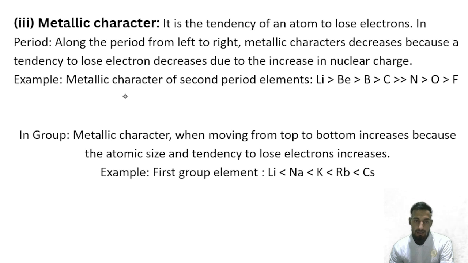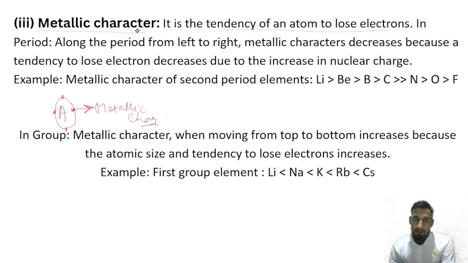Third is the metallic character. How the metallic character changes along a period and along a group. Metallic character. What is metallic character? First of all, it is the tendency of an atom to lose electrons. So जब भी हम कोई एटम लेते हैं, अगर उसमें टेंडेंसी है कि वो outermost electrons or valence electrons बाहर देना चाहता है, तो we say that it has metallic character.